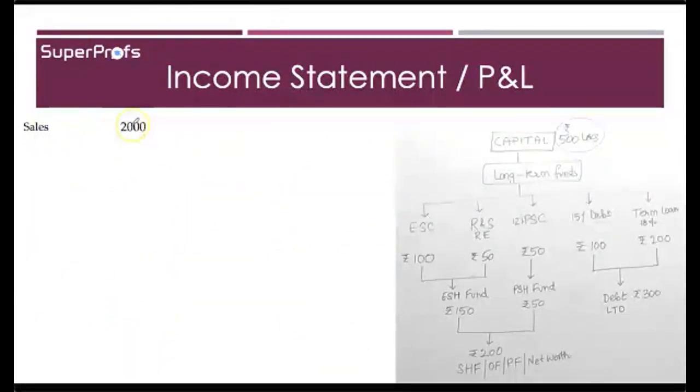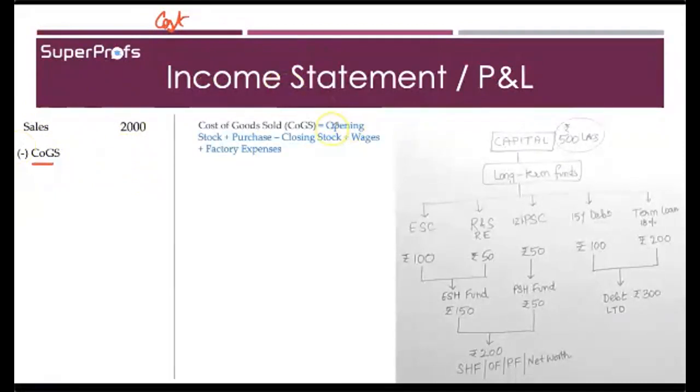So let's say sales of the firm is 2000 lakh rupees. Now what you need to know is the cost of the goods which are sold at this price, and so the term is cost of goods sold. How you calculate this cost of goods sold is you calculate the opening stock. For any company there would be some inventory which is already there, right? So there will be an opening stock.